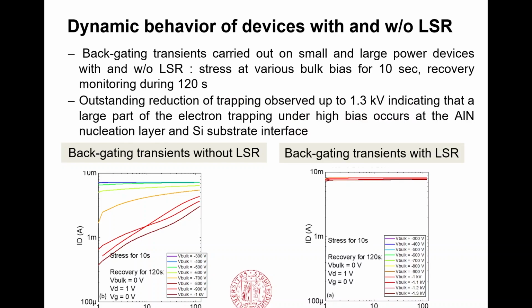But for the same device, with the local substrate removal, we couldn't see that. That was really, really interesting. Fortunately, we didn't really follow up on that. We were busy enough, but we could see an outstanding reduction, and that indicates that most of the trapping occurs at the aluminum nitride nucleation layer and silicon substrate interface. That's where really most of the trapping is. Otherwise, we couldn't observe this.